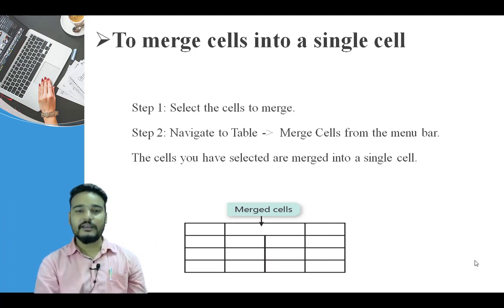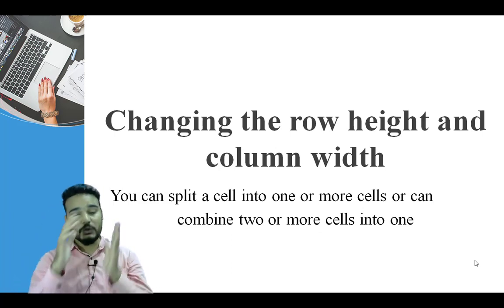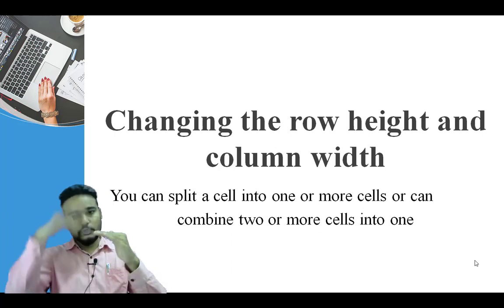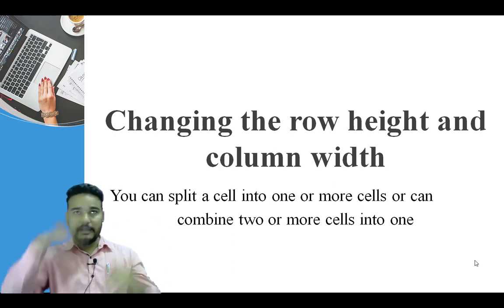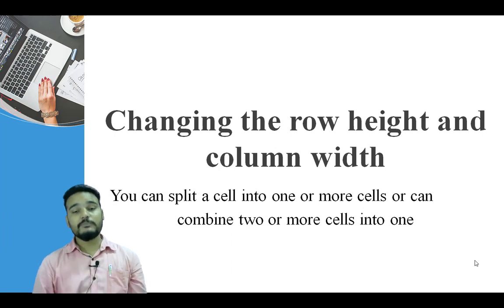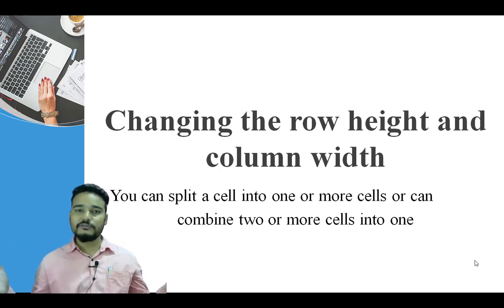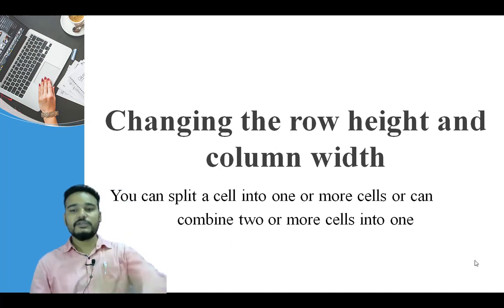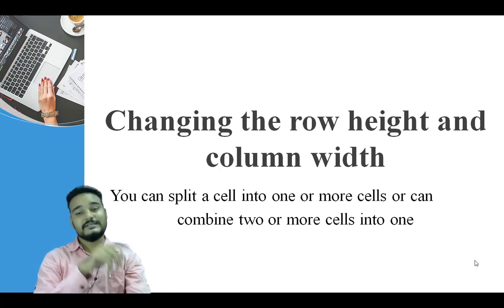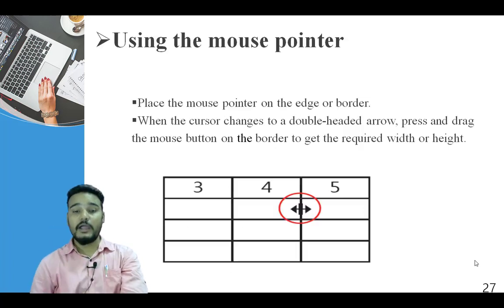Got it? Very nice. Now this is another important point: how to change row and column width. Row height, actually. Row height and column width. Height means vertical and width means horizontal. Now suppose you are typing and have many words, many letters to type. So you need a big column width, or you have to make it more. So we have learnt about splitting and merging. Now we are going to learn about changing row height.